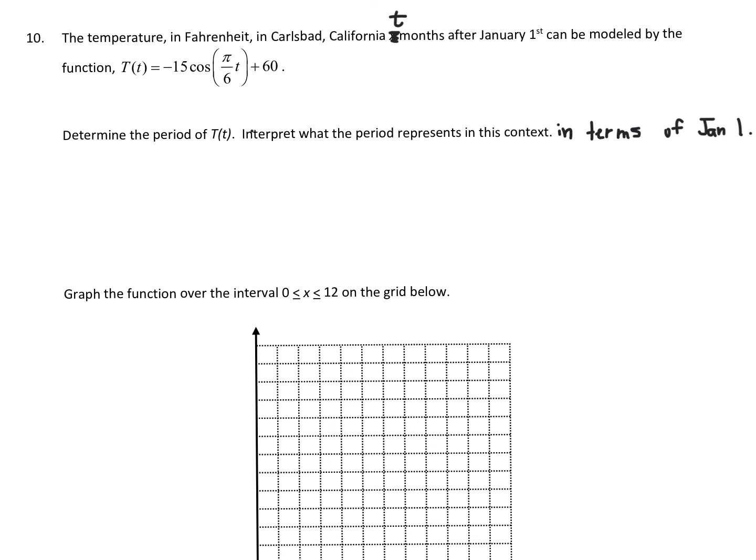Okay, so in number 10, they're talking about the temperature in Carlsbad, California. And actually, we changed this X to a T. So T months after January 1st. Okay, now they want us to determine the period of T of T.